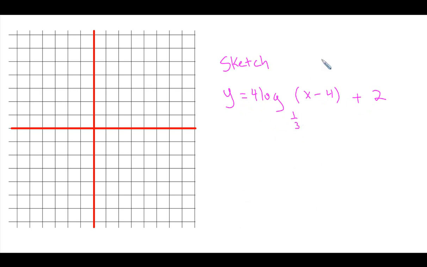At the end, our graph is going to look something like this. If the base of the log is 1/3, the graph is going to look something like this. All right, so let's find the vertical asymptote first. If this is a -4, we know it will occur at x equals 4. So let's graph that. 1, 2, 3, 4. So we have a vertical asymptote at x equals 4.